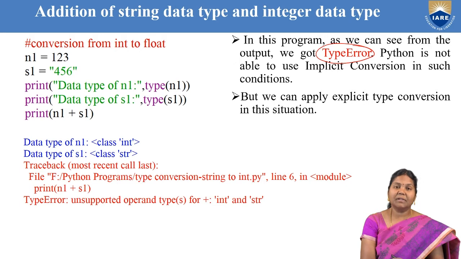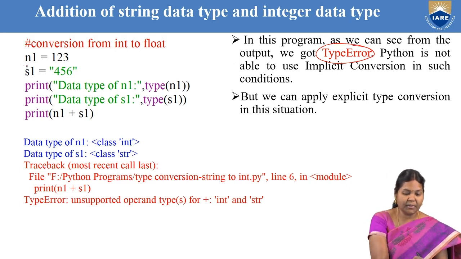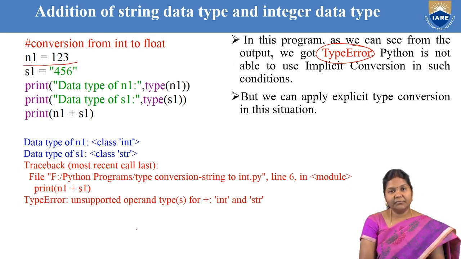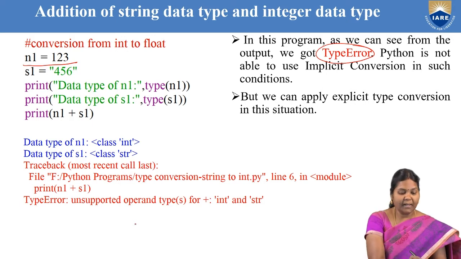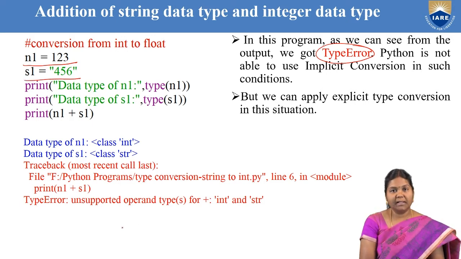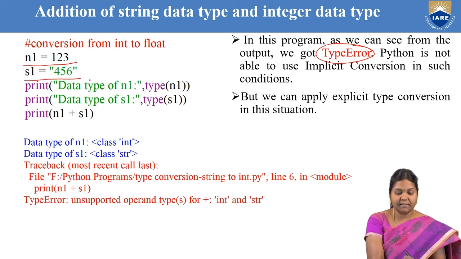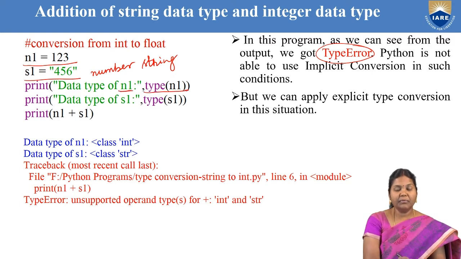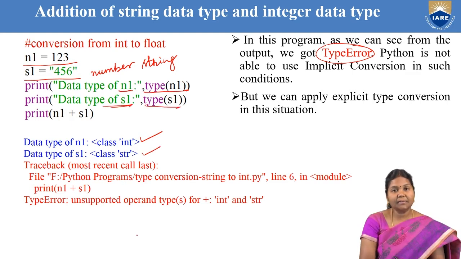In this case, a string data type is involved. For example, look at this code. n1 is an integer variable containing 123 and s1 is a string variable containing the number string 456. This is a number string, but it is still string type data. If you check the data type of n1, you will see that it belongs to class integer. Similarly, if you check the data type of s1 by writing type of s1, you will find that it belongs to the class string.